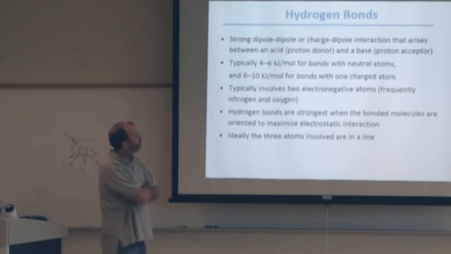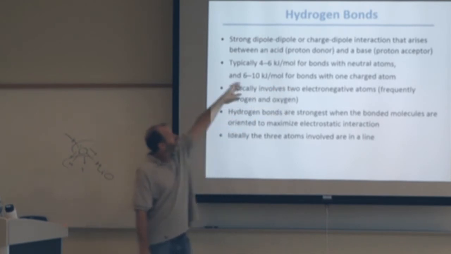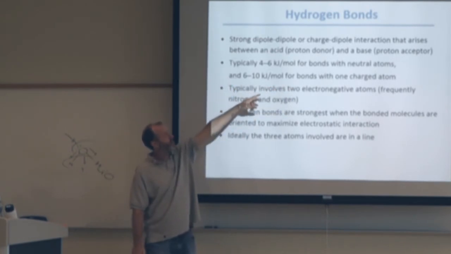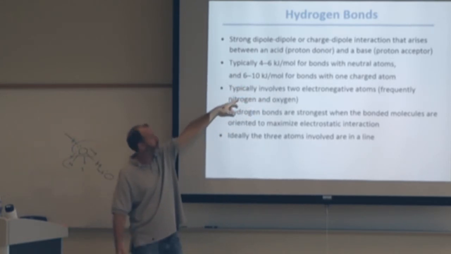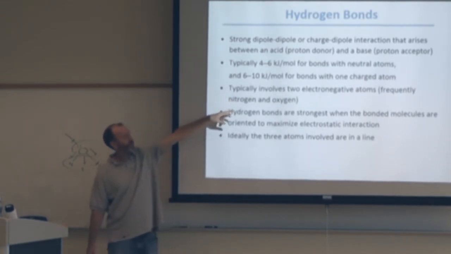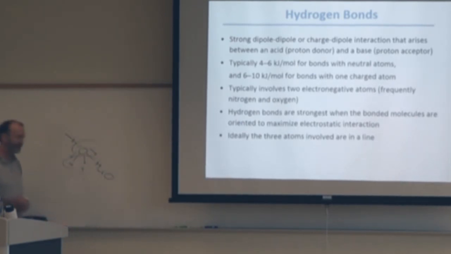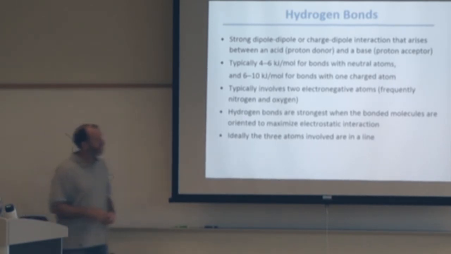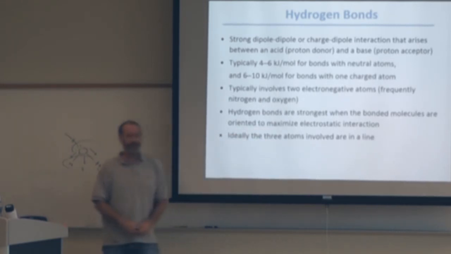A hydrogen bond is a strong dipole or charged dipole interaction that arises between an acid proton donor and a base proton acceptor. Typically it's 4 to 6 kilojoules per mole for bonds with neutral atoms, or 6 to 10 kilojoules for a bond with at least 1 charge. It typically involves electronegative atoms, frequently nitrogen and oxygen. Nitrogen and oxygen, that's what we see everywhere in biochemistry. Nitrogen and oxygen in amino acids, and water, right? And hydrogen bonds are the strongest when the bonded molecules are oriented to maximize electrostatic interaction.